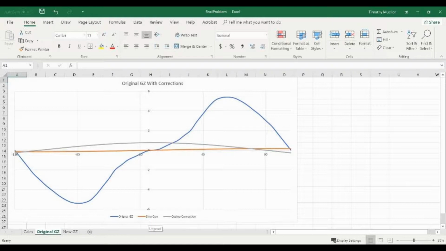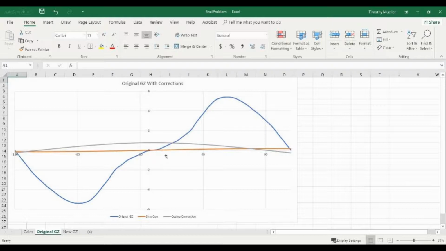The orange line is going to be our sine correction. So it's going to tell us how much we have to correct our graph based off of the vertical change in the center of gravity. And it works for positive and negative. So if the center of gravity goes up or down, it's going to calculate it correctly. Then for cosine correction, it does the exact same thing, but just for cosine. So to port or to starboard, it's going to calculate it correctly.